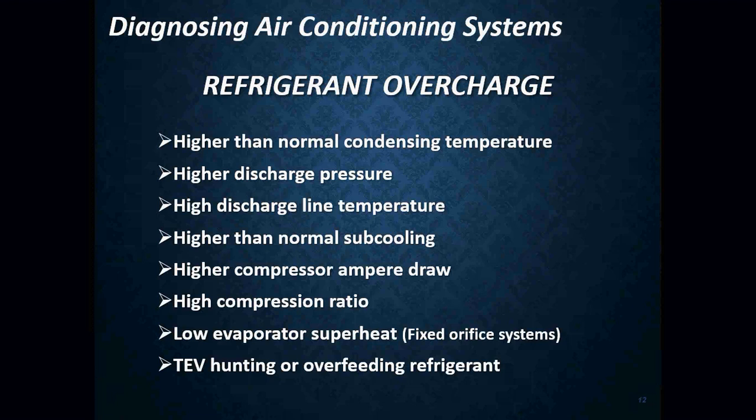When you have your gauges on, if you see your head pressure and low side pressure needles fluctuating up and down instead of remaining constant, that's a sign that the thermostatic expansion valve or metering device is hunting. It can't find that happy medium that it needs in order to achieve the correct temperatures and pressures. That's a sign of a refrigerant overcharge.